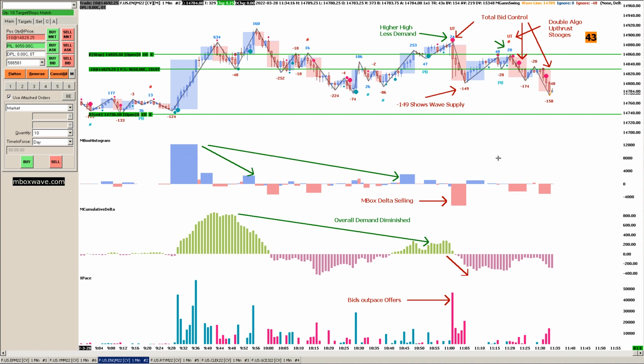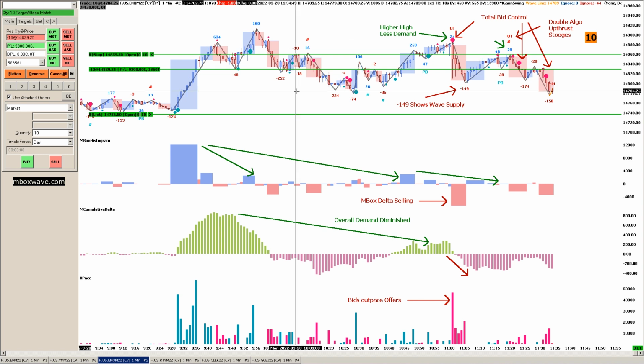All right, so at this point, we're just going to wait to see what happens. So far, the situation looks good. The buying looks like it's getting less. We're not seeing huge boxes in the histogram, but we see that the bids are still in control. So I'm still holding this position, and then we'll see what happens.